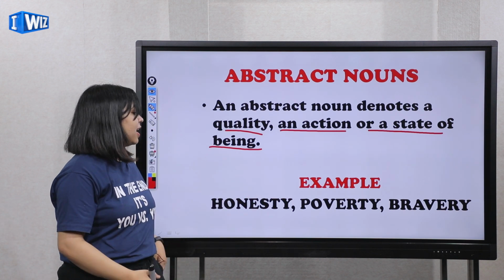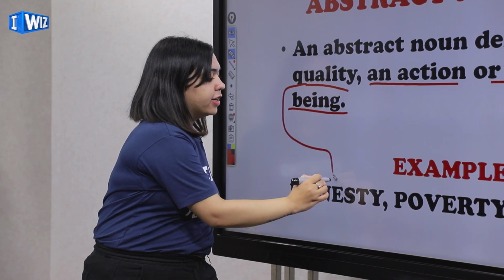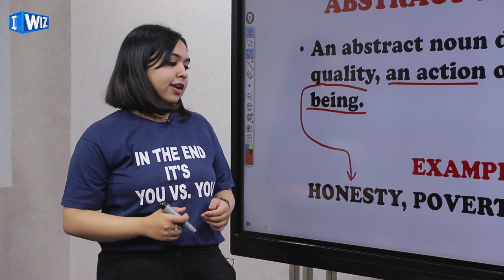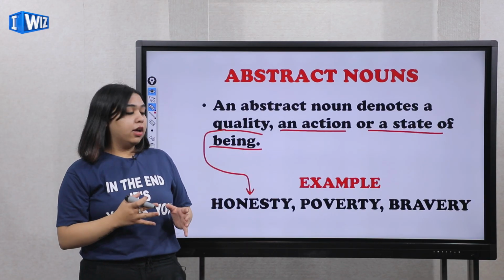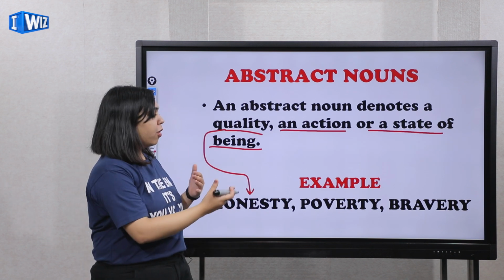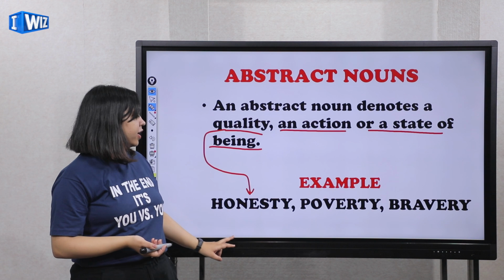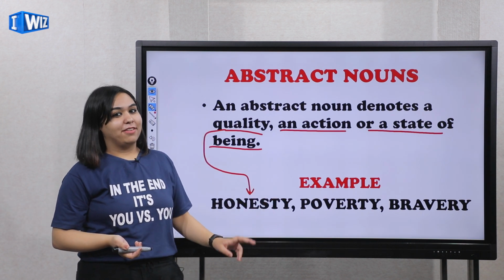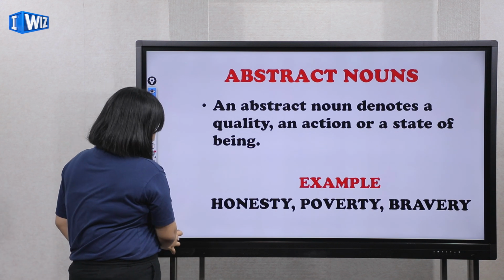Okay, let's take examples. Honesty. Honesty is a quality. If we talk about honesty, it's a quality. He's a very honest person. So it will be an abstract noun. Poverty. Poverty is a state of being. It has been formed from a word called poor. From poor we form poverty. Honesty is from the word honest and bravery is from the word brave. Yes, you're right. And let's move on.